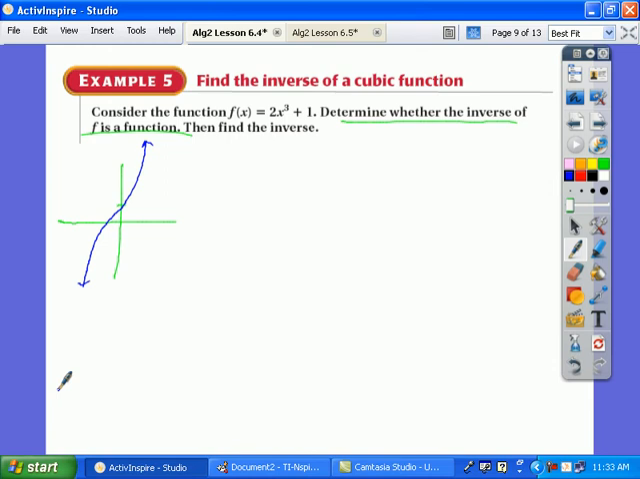So does that pass the horizontal line test? The answer is yes. I can draw a horizontal line through any point on that graph and I'll be okay. So is the inverse a function? The answer is yes. Why? Because it passes the horizontal line test.